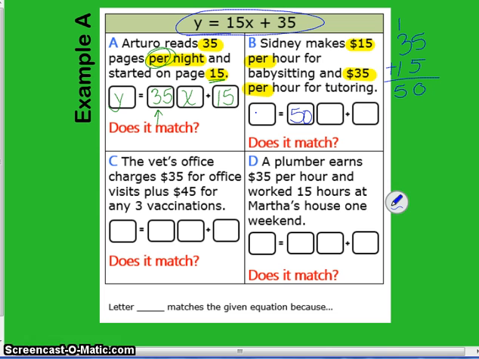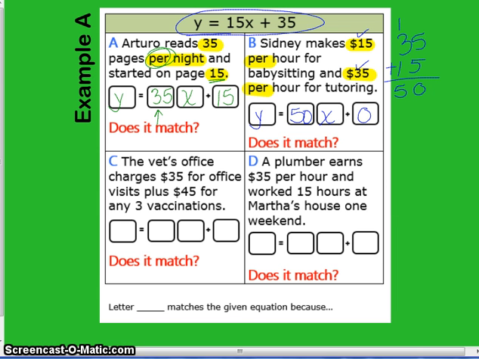What I also know is a y goes here and an x goes there. Since I've already used 15 and 35 and I put both of those together because they both said per hour, I know that I have no more information. So in this last box it's going to just be a 0, or you could leave it blank.